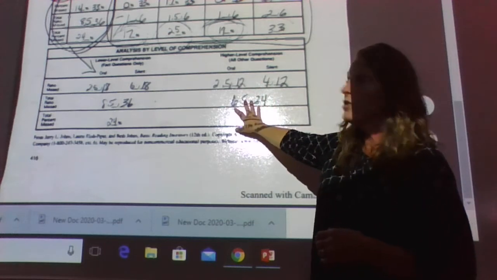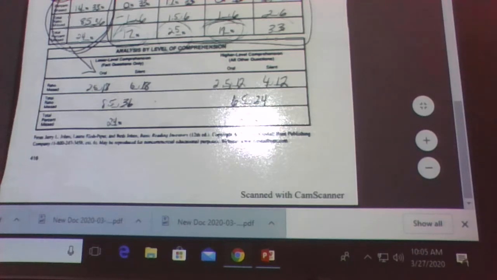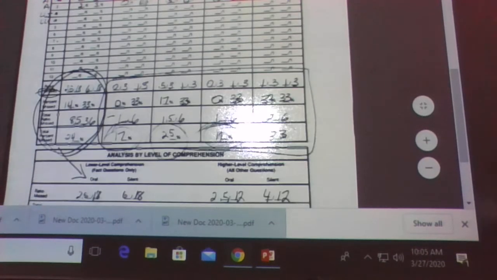But on the other side, we do have to combine all of those other types of questions. So I'm going to page back up just for a minute so that you can see that we have topic, evaluation, inference, and vocabulary.